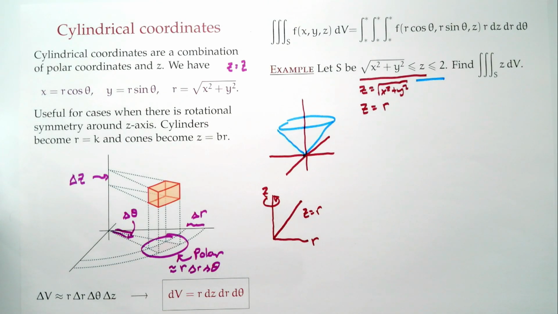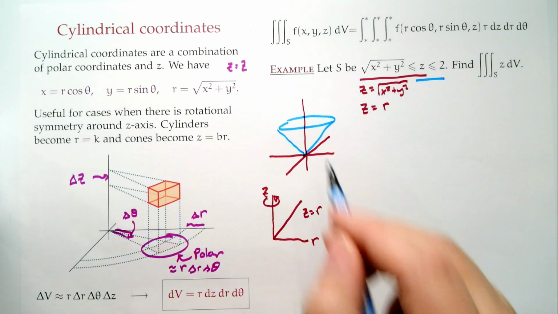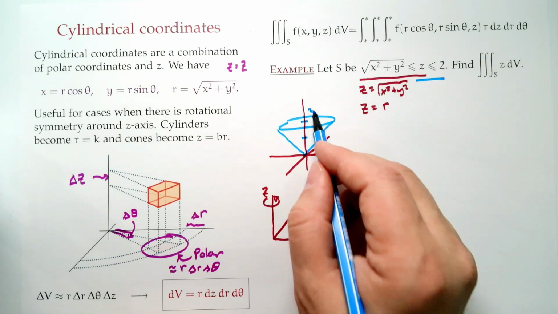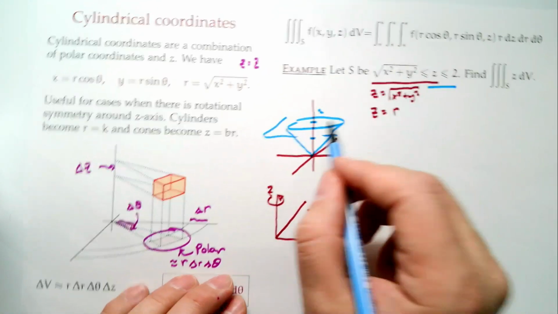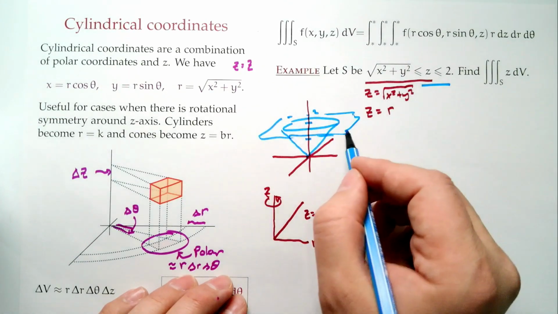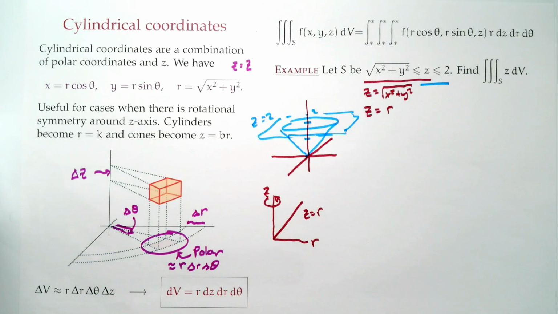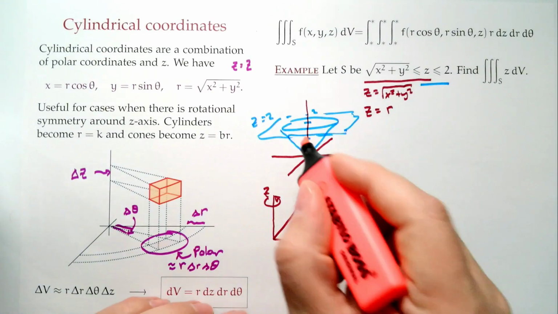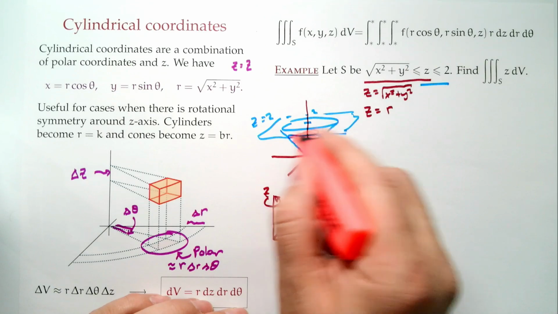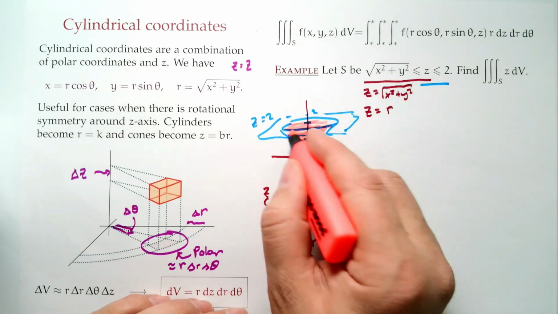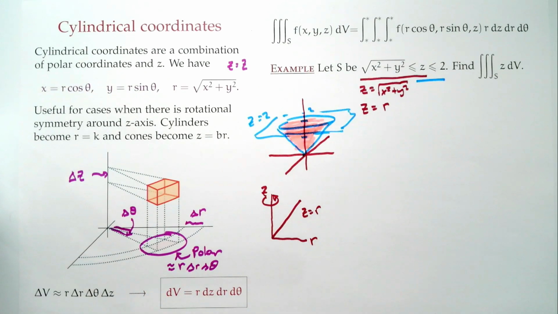Z equals 2. Now, what does z equals 2 look like? It's a flat plane. So essentially what happens is you come up here, let's say that's 1, there's 2, and then you put a plane here at the top. So the plane z equals 2. So our shape is essentially a cone that stops at z equals 2. Okay, so here's our shape.